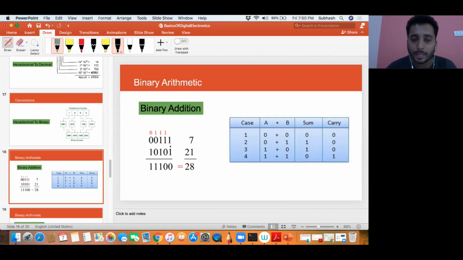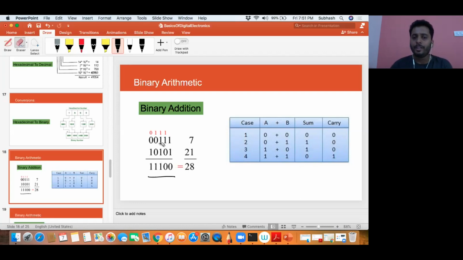I'll repeat it once again. 1 plus 1 is 0 with 1 carry, 1 plus 1 is again 0 with 1 carry, so it is 1 plus 1, we get 0 with 1 carry, 0 plus 1 is 1, so 1 plus 0 is 1, and this 0 and 1 is 1. Yeah, now it's correct.